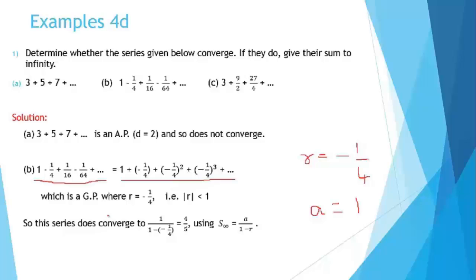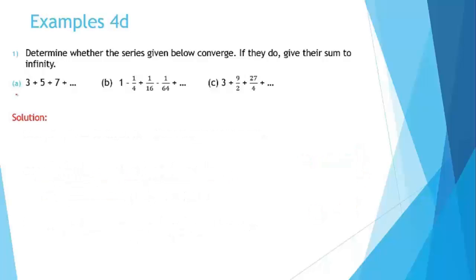So this geometric progression where r equals -1/4, so the modulus of the common ratio is less than 1. Which means there is a finite value for the sum of the terms in this geometric progression. So the series does converge to a over 1 take away r, where we substitute the values, so we get 1 over 1 take away -1/4, which equals 4 over 5.